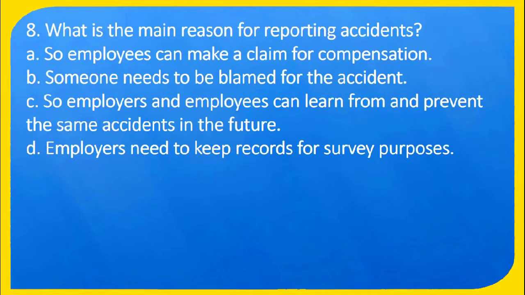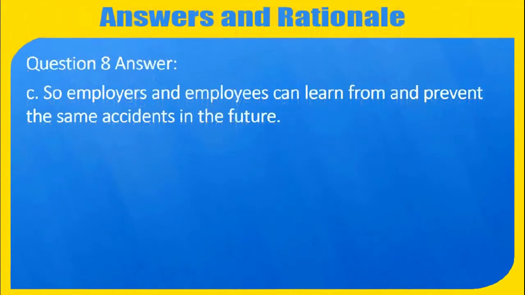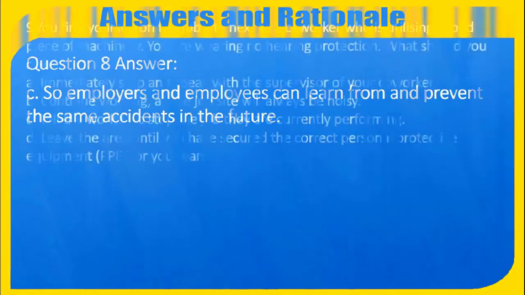Question 8. What is the main reason for reporting accidents? A. So employees can make a claim for compensation. B. Someone needs to be blamed for the accident. C. So employers and employees can learn from and prevent the same accidents in the future. D. Employers need to keep records for survey purposes. Question 8 answer, C. So employers and employees can learn from and prevent the same accidents in the future.